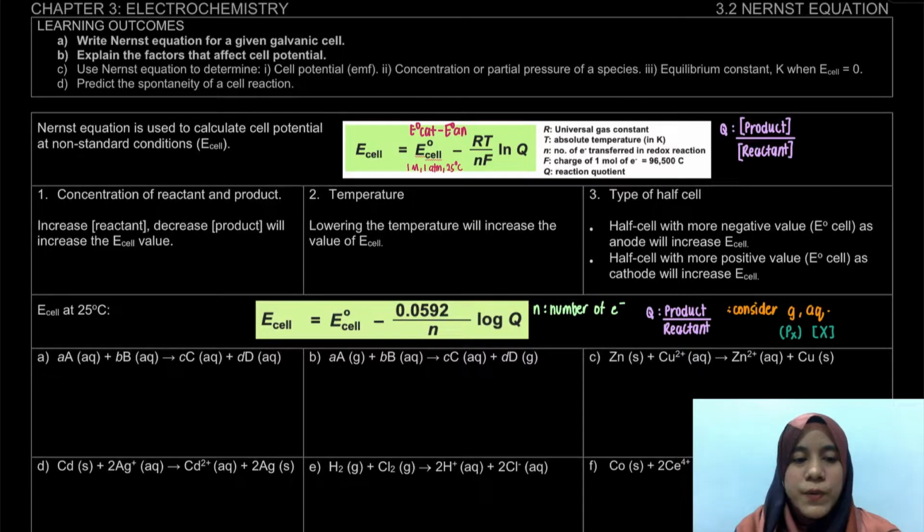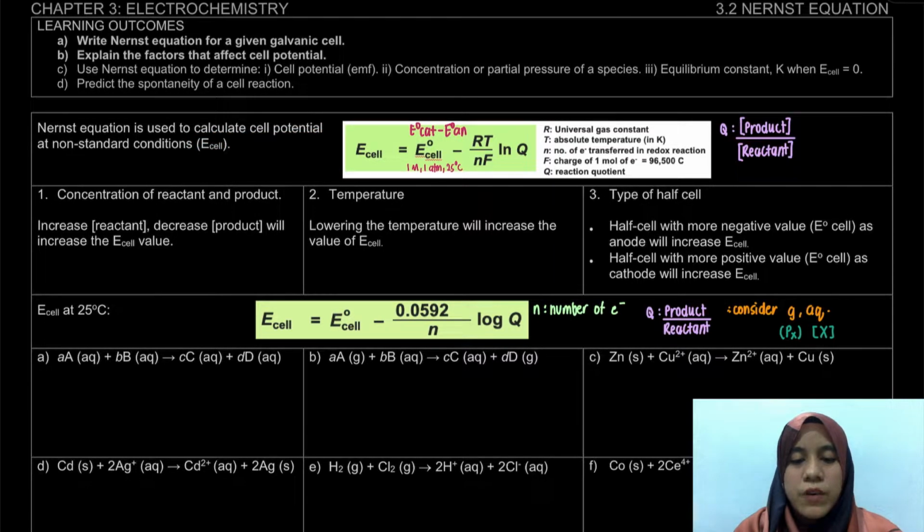In this video, we will learn to write the Nernst equation for a given galvanic cell and explain the factors that affect the cell potential. Okay, so on your notes, you'll be on page 8. So what is actually a Nernst equation? It is used to calculate the cell potential at non-standard condition, or we call the cell potential as Ecell.